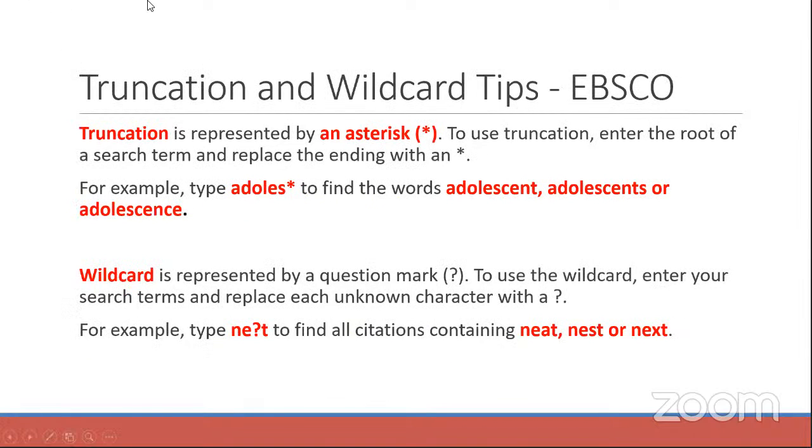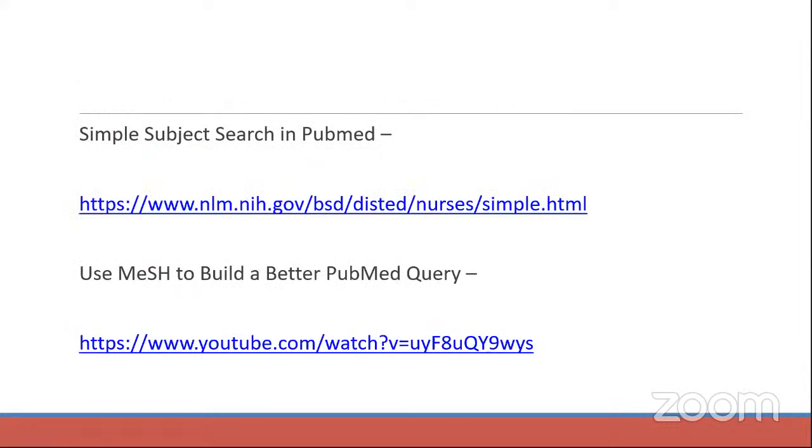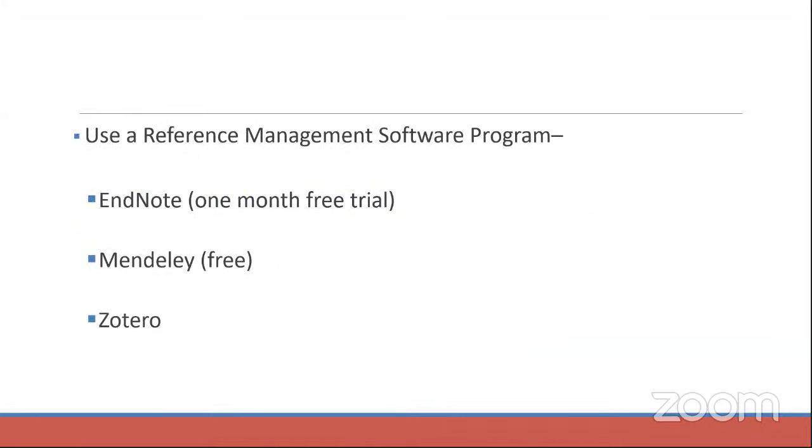And don't forget that the truncation and wildcard symbols might differ between databases, but these are the common ones. One, for example, is EBSCO. Here I have provided a couple of links: simple subject search in PubMed, and how to use MeSH or Medical Subject Headings to build a better PubMed query. Okay. Don't forget that the Medical Subject Headings are used to index articles only in Medline and PubMed.